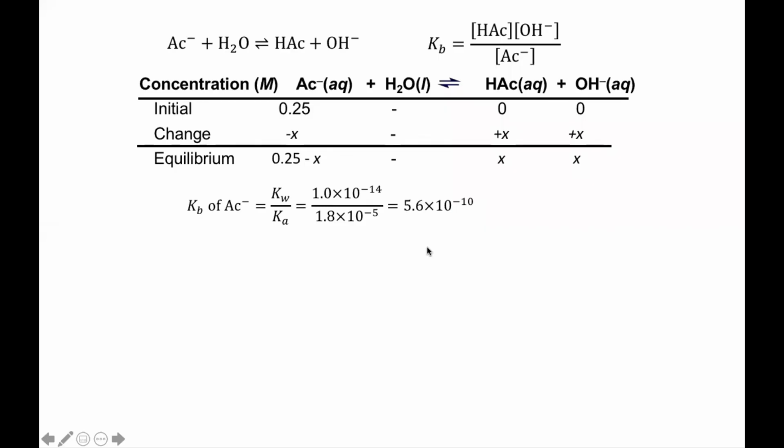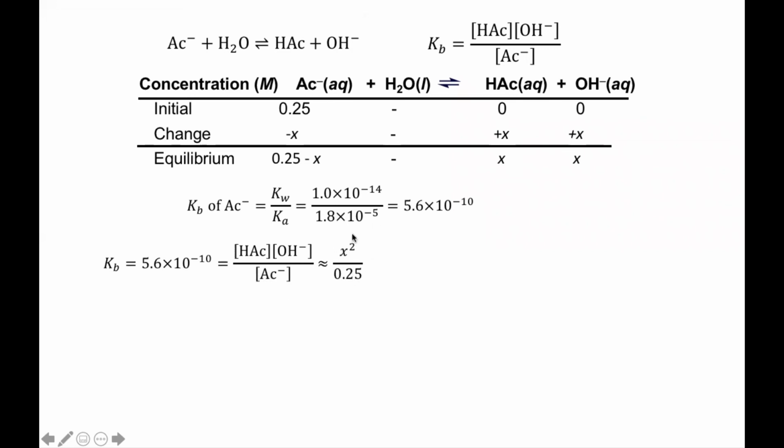So now that we have the Kb value, we can continue to work on the rest of the problem. Since Kb is equal to 5.6 times 10 to the minus 10, that's then equal to our base dissociation expression, where we have the concentration of acetic acid times the concentration of hydroxide all over the acetate concentration.